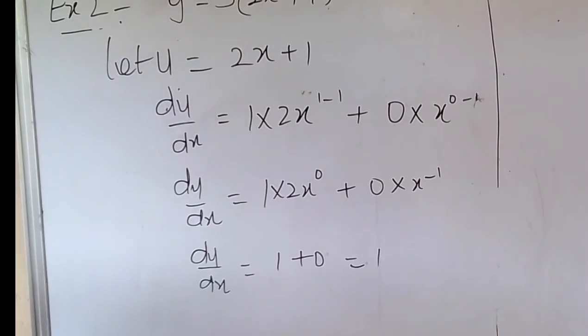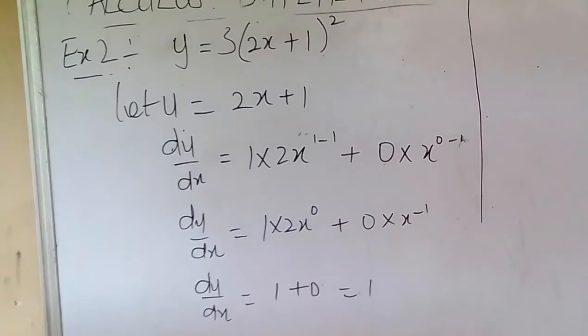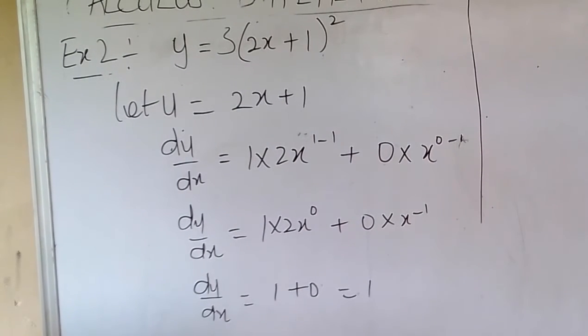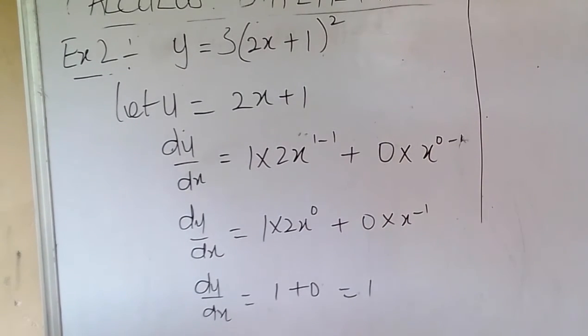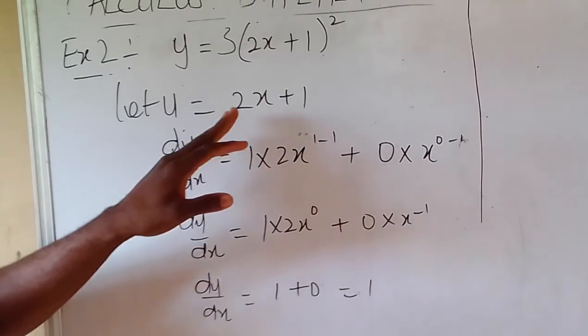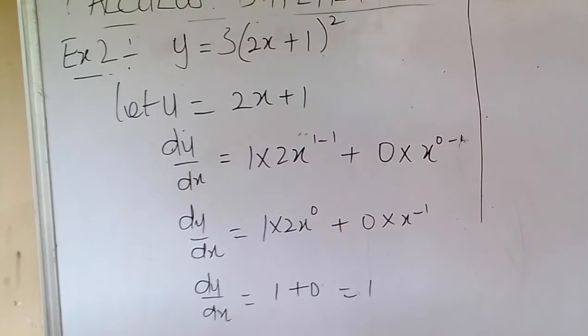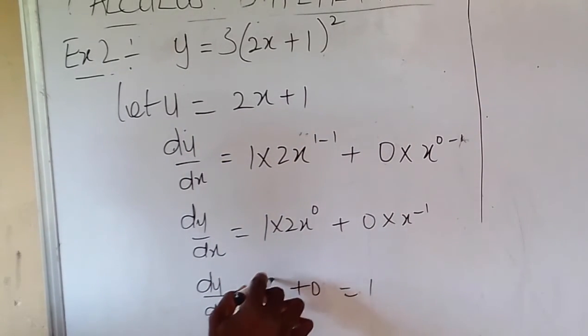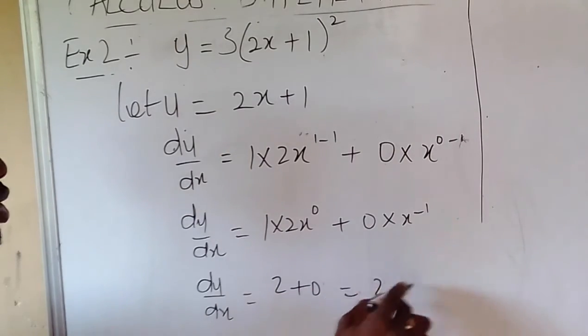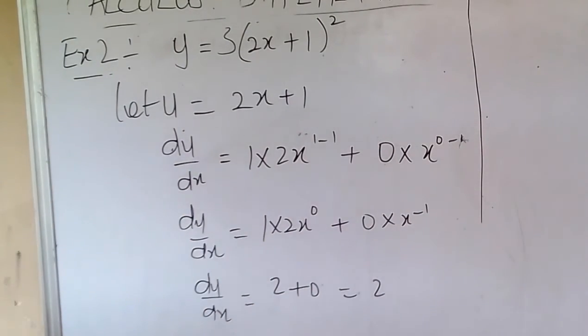So just note, differentiating a constant will give you 0. But differentiating a variable whose power is 1 will give you 1 times the constant. So let's say differentiating x now, in that case I'm going to get 1 times 1, which is 1. But differentiating 2x is going to be 1 times 2, which is 2. So we made a mistake here. This is supposed to be 2. Therefore, our answer here is 2.